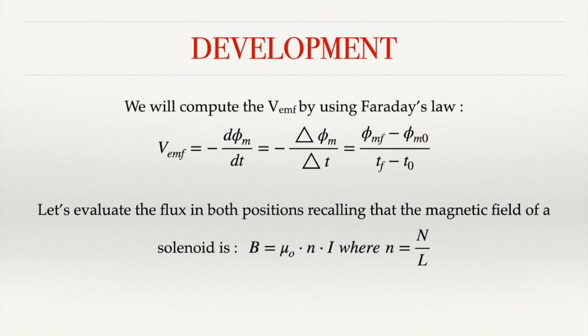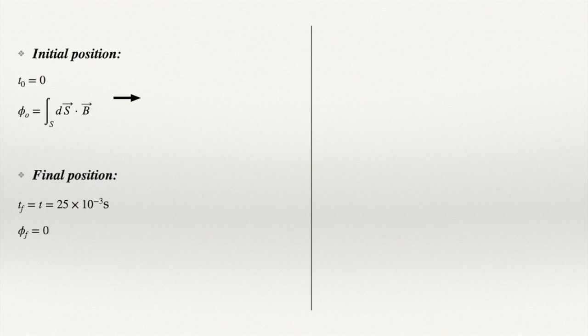Once we note down this formula, we evaluate the flux in these situations, knowing the magnetic field is equal to the magnetic permeability times turns density times current, where turns density is equal to the number of turns per unit length. Once we have the magnetic field formula, we proceed to do the calculations.